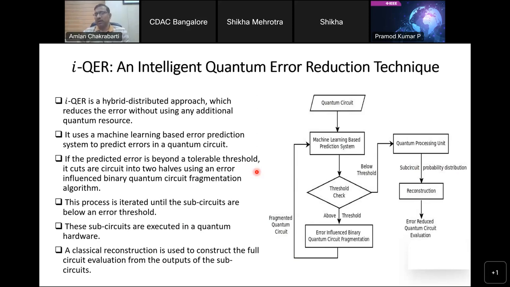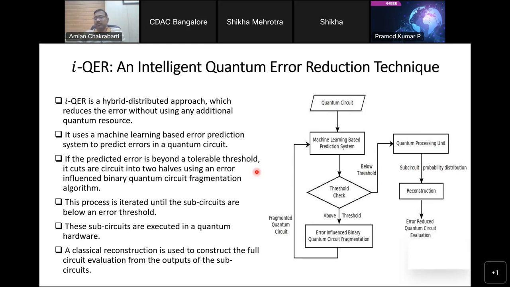So based on the number of qubits, based on the number of gates, based on the nature of the gates being used, we can actually do a design time estimation of the error, okay? And then if the error goes over a threshold, we fragment the circuit and we again re-estimate the error. And we go on fragmenting the circuit until this error is below a threshold based on our machine learning structure. And then we execute these fragmented circuits, right?